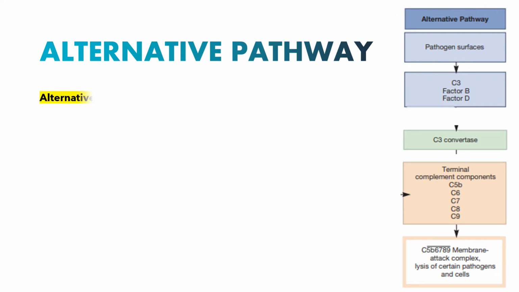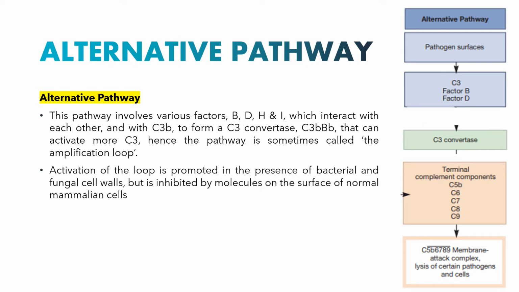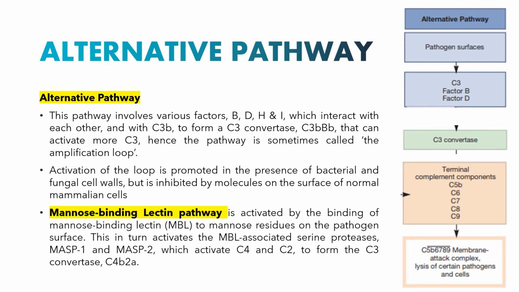Next is the alternative pathway. This pathway involves various factors B, D, H, and I, which interact with each other and with C3b to form C3 convertase, C3bBb, that can activate more C3, hence the pathway is sometimes called the amplification loop. Activation of the loop is promoted in the presence of bacterial and fungal cell walls, but is inhibited by molecules on the surface of normal mammalian cells.